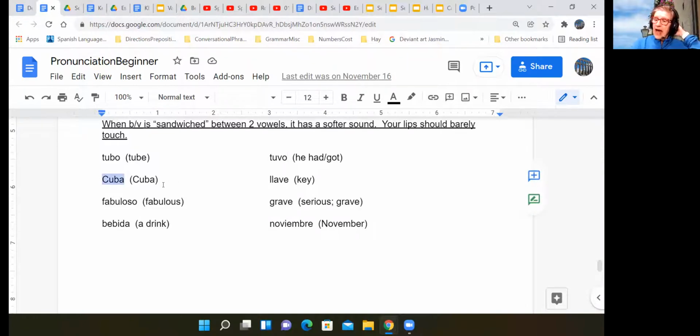La isla, the island, Cuba. Cuba. The thing you put in your door to open it up, llave. And you just touch your lips together, llave. Bien? We've got a soft B sound, very soft. Fabuloso, muy bien, muy bien.